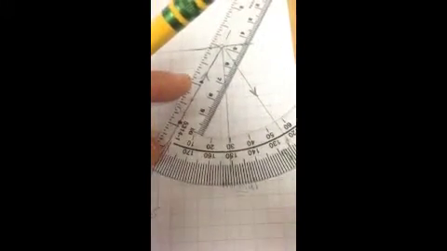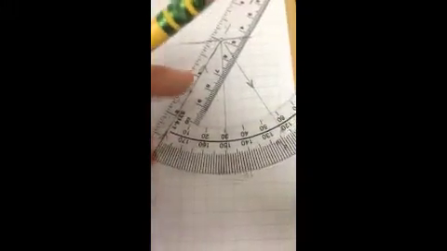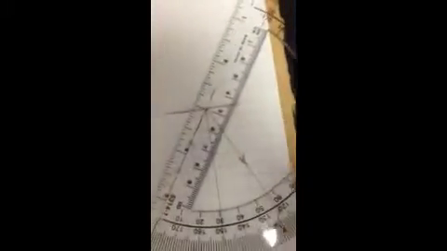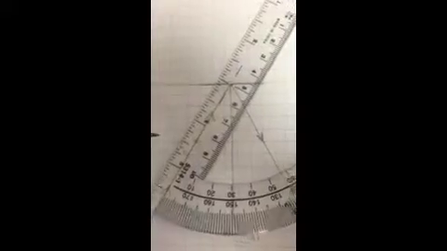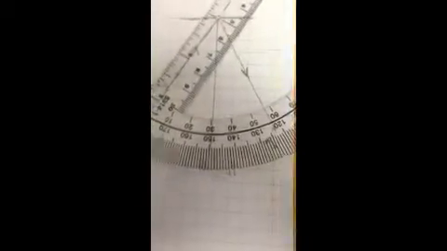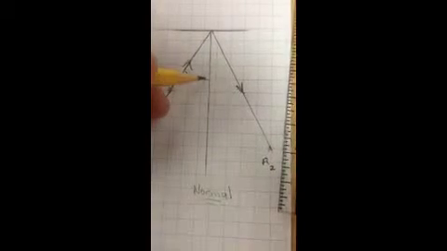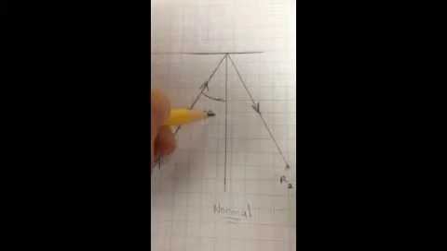Now we're going to measure our incident angle. This is the angle that the light ray came in at with respect to the normal line. So we're going to measure that. It's going to be a little bit more than 30 degrees. We'll call it 30.5 degrees.